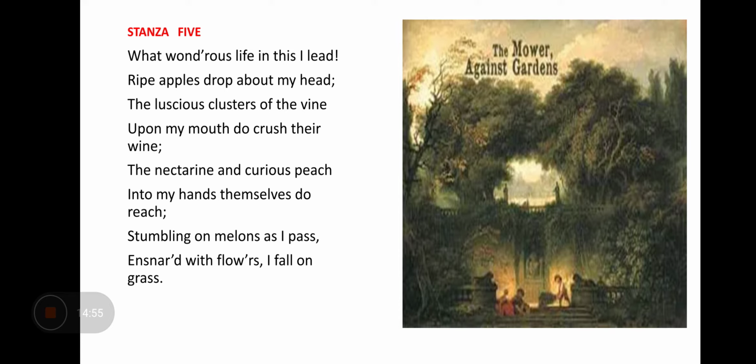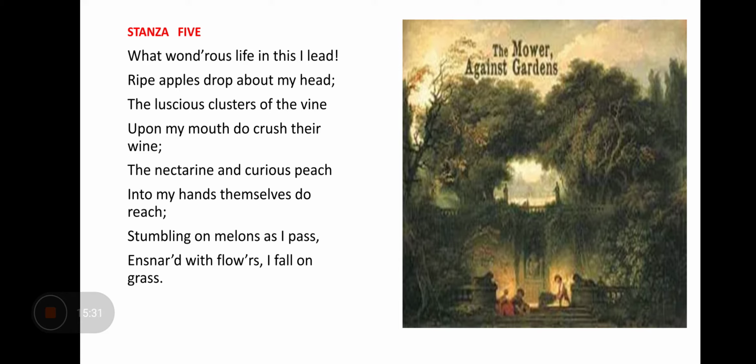So in this stanza, the poet is describing the wonderful time he is spending in the company of nature in a garden. What he says is, what a wonderful time I am having in this garden. Ripe apples hang downwards from the trees so as to touch my head. The delicious bunches of grapes growing on the vines come into such close contact with my lips as I walk that their juice enters my mouth.